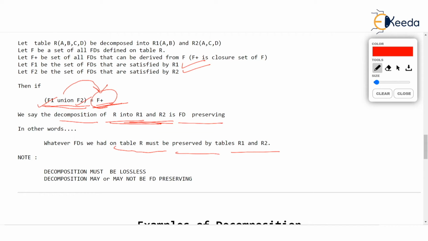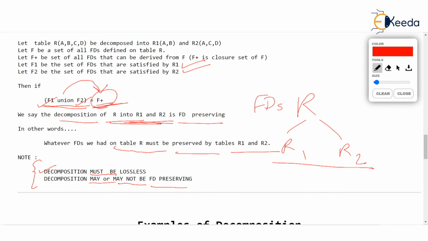Now, most important note here, you will like this: whenever you decompose the table, the decomposition must be lossless, you see. But the decomposition may or may not be FD preserving. That means suppose you have divided R into R1 and R2. Now, this decomposition must be lossless. But suppose all the FDs defined on R are not preserved by R1 and R2. It is not FD preserving, still it is acceptable. Okay, we can say this decomposition is fine. That means preserving the FDs is not a compulsion when you decompose the tables, but lossless decomposition is a must. I hope you have understood what is meant by FD preserving.